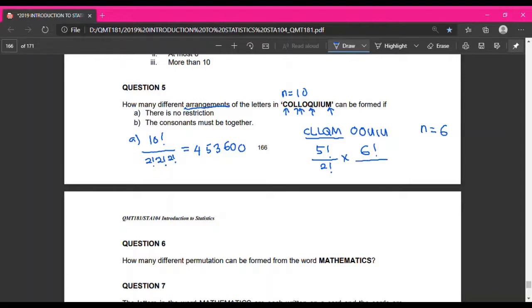So, divide by 2 factorial multiply 2 factorial. So, this is the way how you answer the B questions. Because it says consonants must be together. So, together only. It doesn't say the consonants must be at the front. The consonants can also move to the back or the middle. One letter. Okay. So, this is the way how you calculate.